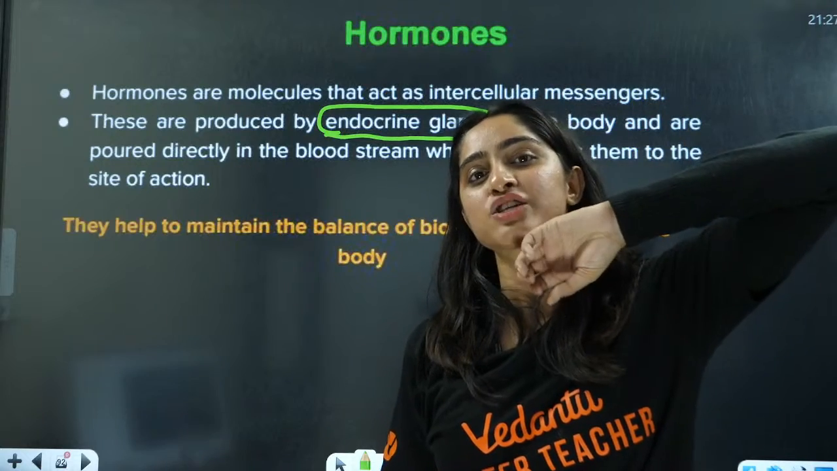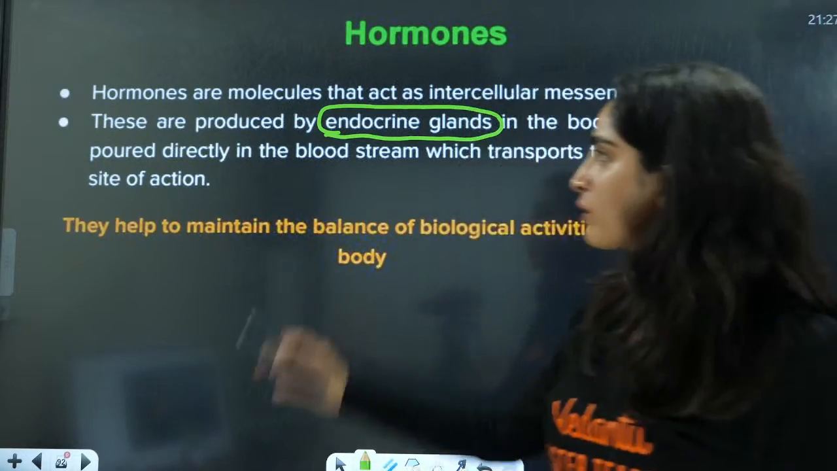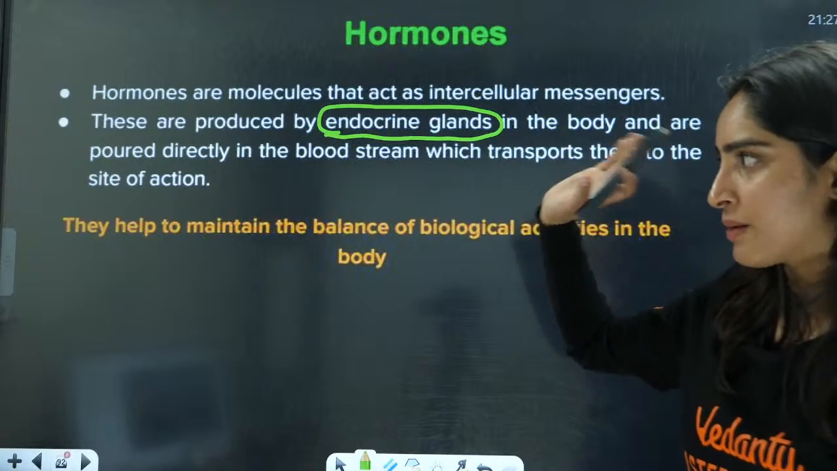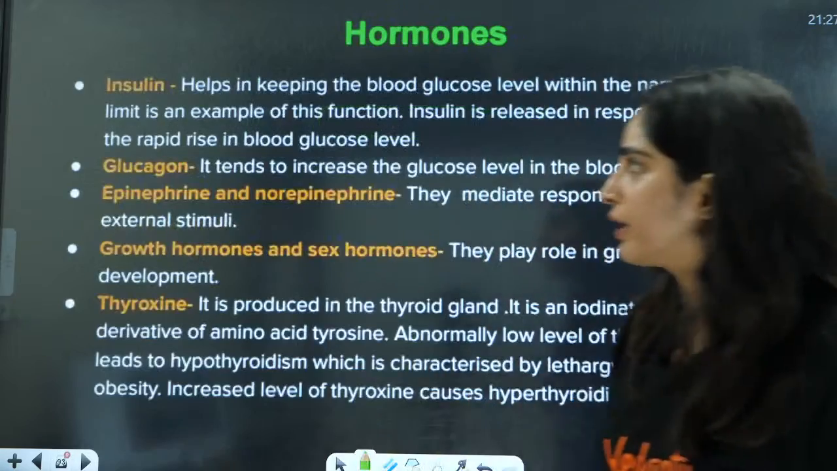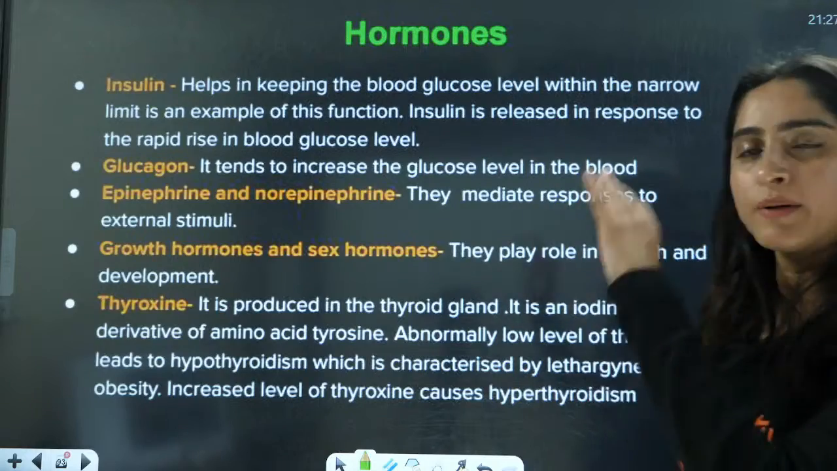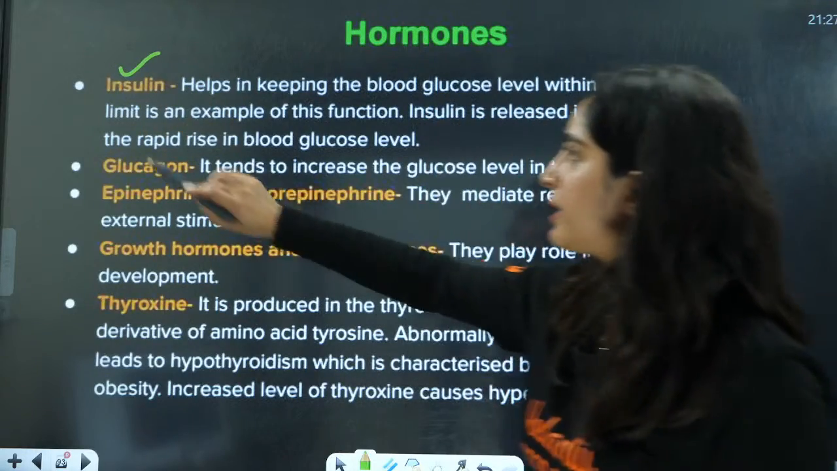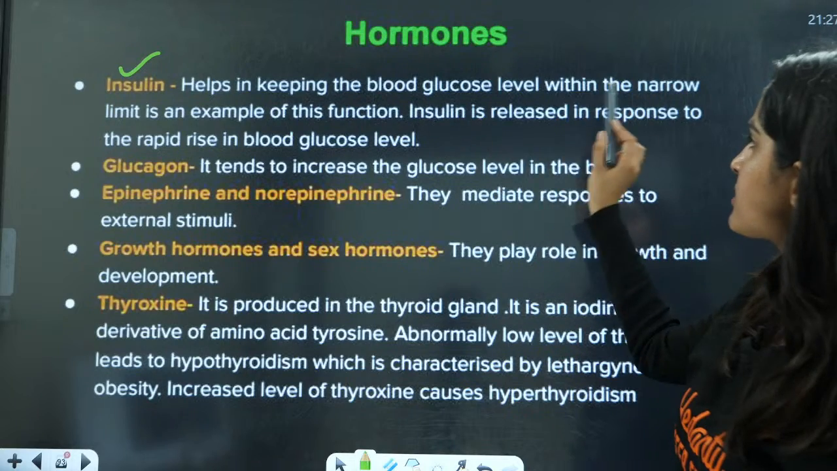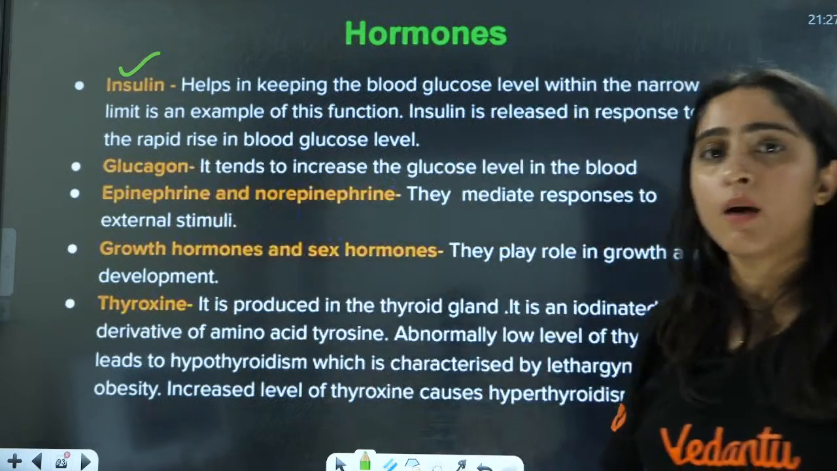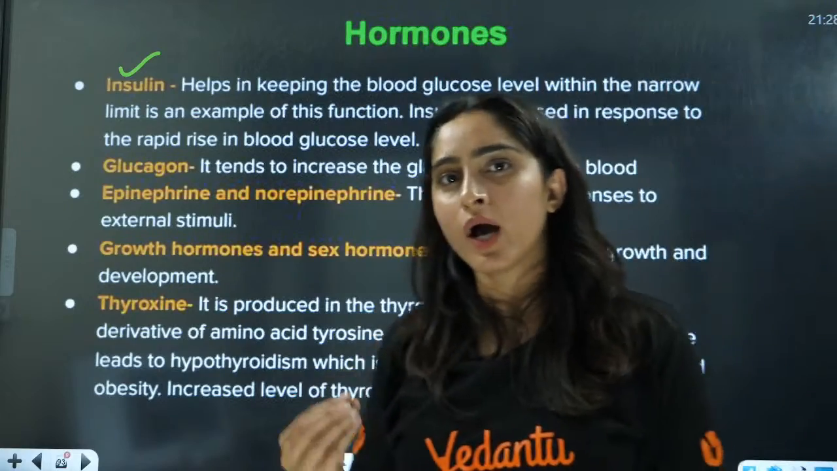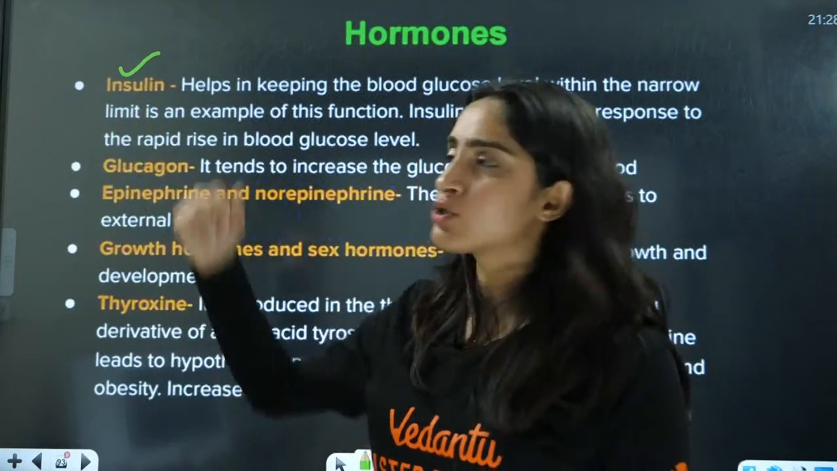Right? They are actually formed by endocrine glands. Okay, this is the main point. They help in maintaining the balance of biological activity in the body. Right, there are a few examples of hormones here. Insulin is released in response to a rapid rise in the blood glucose level. Sugar is directly related to insulin here.